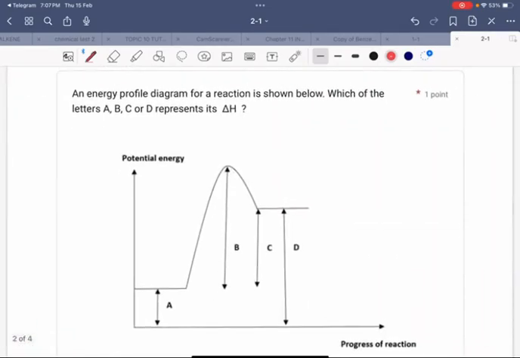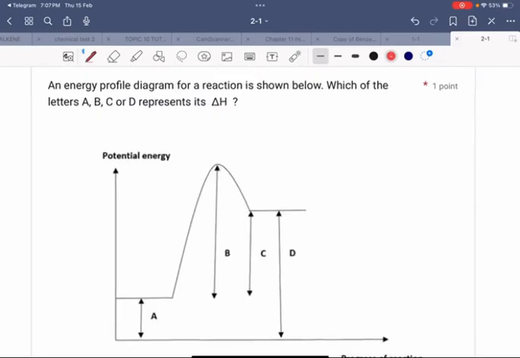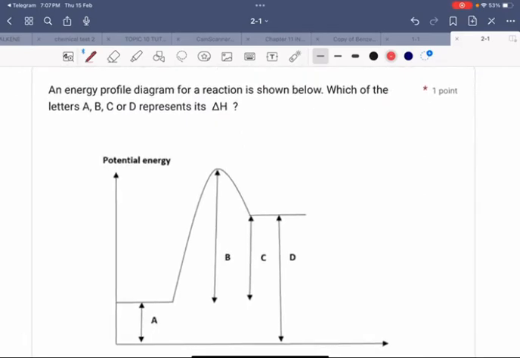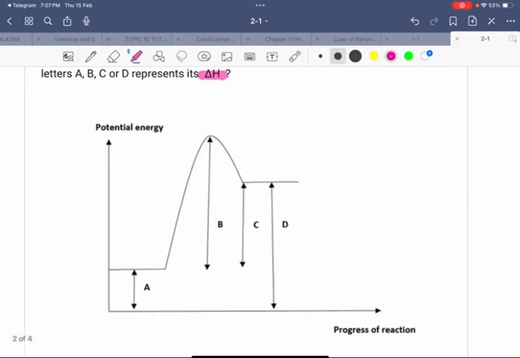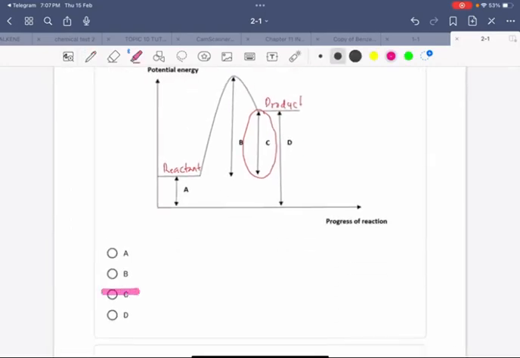Okay, we go to the next. An energy profile diagram is shown below, an energy profile diagram for the reaction below. Which of the following letters A, B, C, D represents enthalpy change? Enthalpy change is the difference in energy between reactant and product. So the answer is C. Option C.